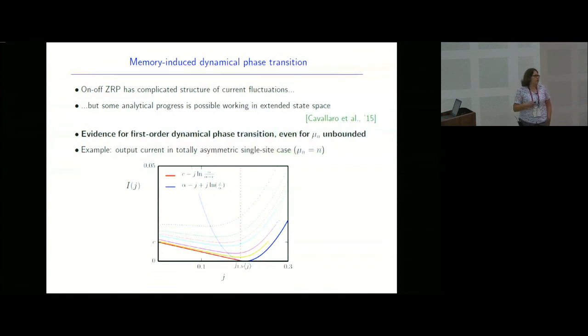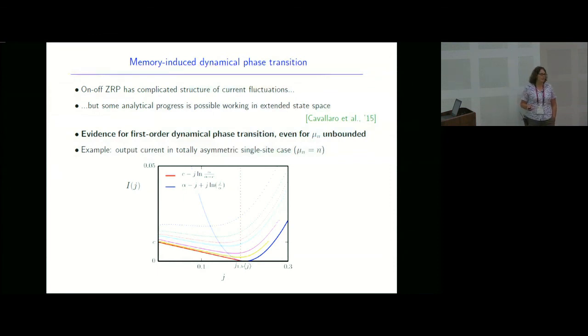And the rate function for the output current, the result of our analysis, is that it follows this rate function for large current fluctuations. But for small current fluctuations, you instead see this linear section corresponding to a first-order dynamical phase transition. And these dotted points are the results of Monte Carlo simulations for increasing time, which converge towards the theoretical prediction.